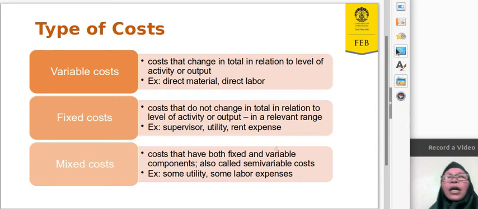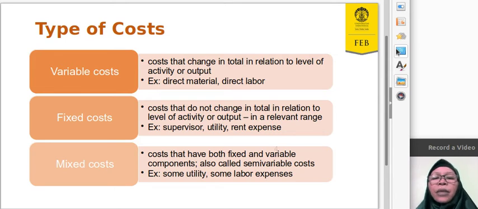For example, the supervisor. The supervisor is controlling the workers. So if the workers are producing, let's say, 10 units, or 20 units or 30 units, maybe we still just need one supervisor. Because he or she is paid on a monthly basis, the cost of the supervisor will not change even though the units we produce are changing. 10, 20, 30, the supervisor cost is still the same.